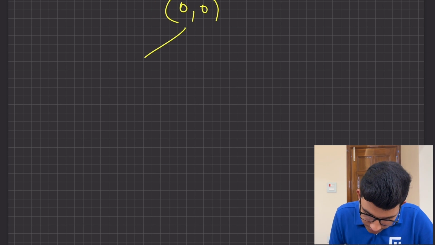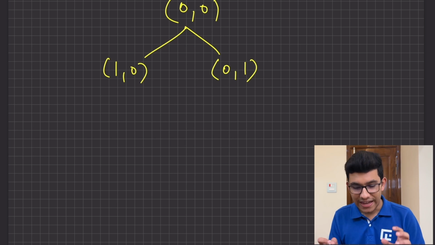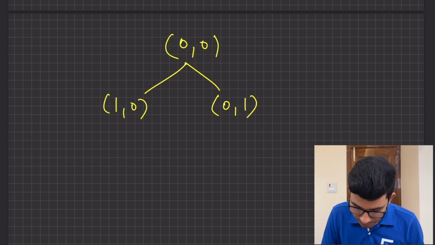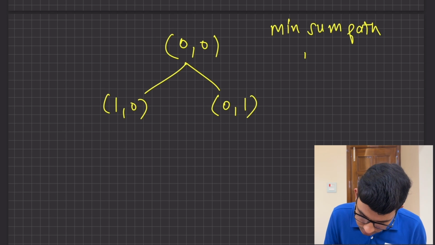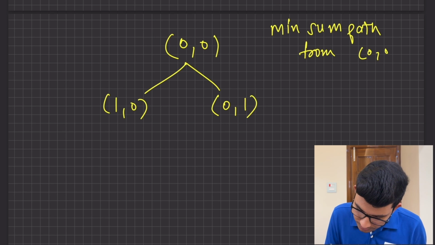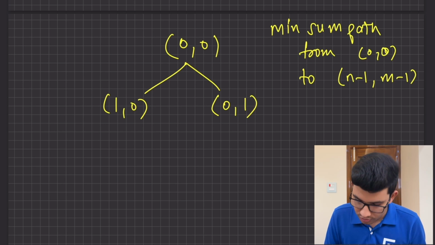And in one of the cases, you went to 1, 0, and the other case you went to something like 0, 1, right? Now, this entire sub-problem, we were trying to solve this thing, okay? Minimum sum path from 0, 0 to n minus 1, m minus 1.